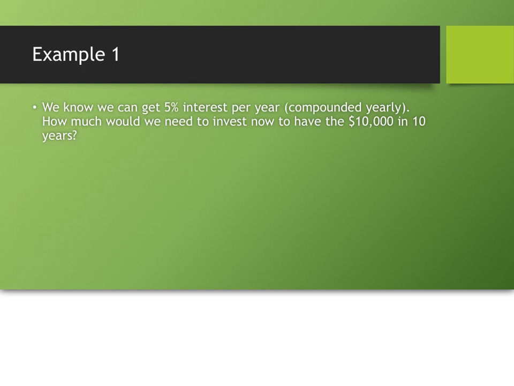So let's do an example here. We know we can get 5% interest per year, so we're going to compound that yearly. How much would you need to invest now to have $10,000 in 10 years? So basically, again, remember, we are dealing with A equals P times (1 plus R over M) to the MT.